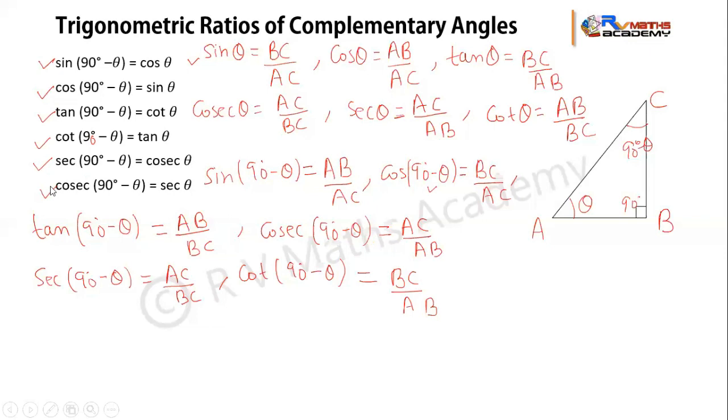So in this manner, we have got all these 6 formulas. Sin 90 degree minus theta is equal to cos theta, cos 90 degree minus theta is equal to sin theta, tan 90 degree minus theta is equal to cot theta, cot 90 degree minus theta is equal to tan theta, sec 90 degree minus theta is equal to cosec theta, cosec 90 degree minus theta is equal to sec theta.